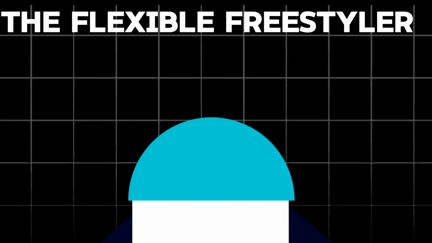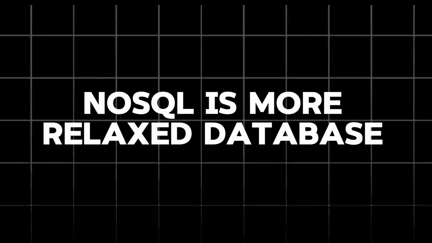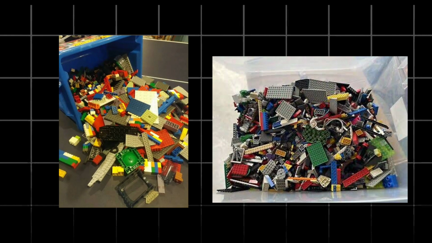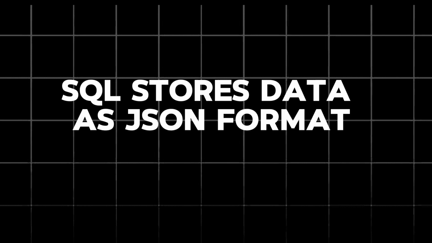Now let's talk about NoSQL, the flexible freestyler. NoSQL is a more relaxed database. It's like a big box of Legos. You can store all sorts of data, structured or not, like text, pictures, even social media posts. NoSQL lets you build your data storage however you want.